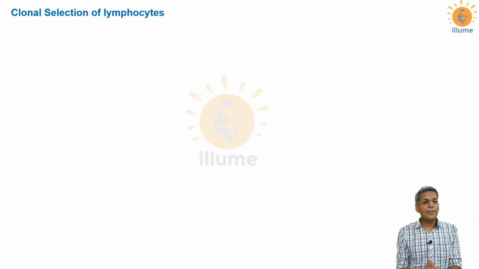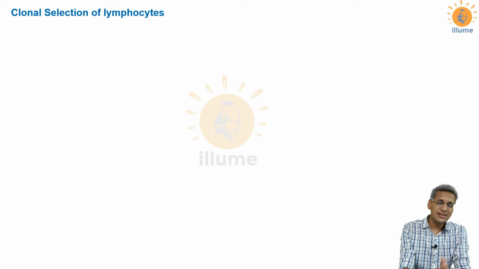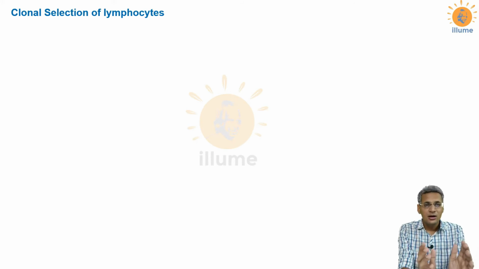Now a very important topic: clonal selection of lymphocytes. To understand this topic, I have a small question for you. Whenever any antigen enters your body, how come in a very short time your body produces an enormous number of lymphocytes, an enormous number of antibodies against that same antigen?